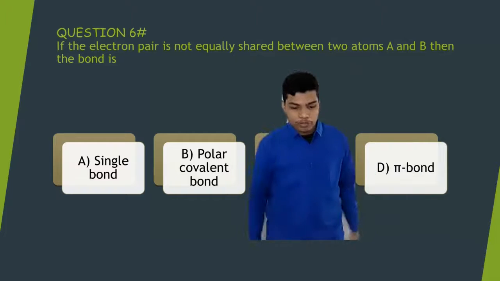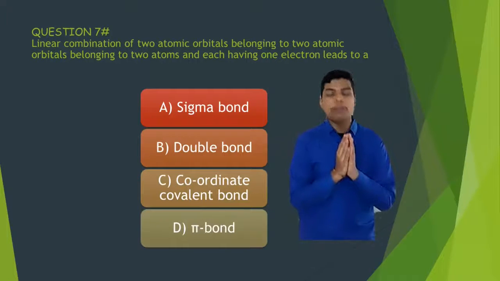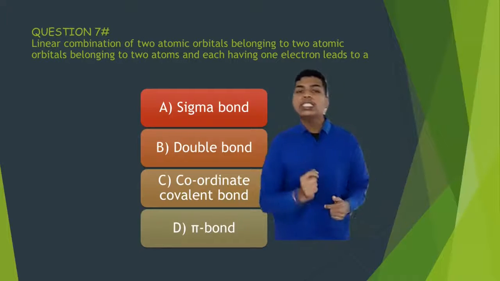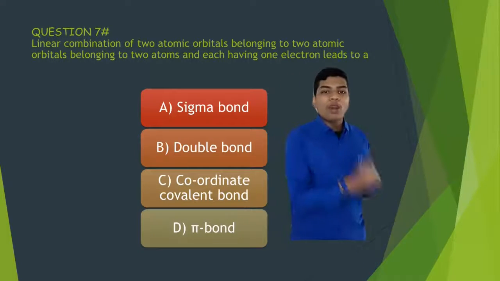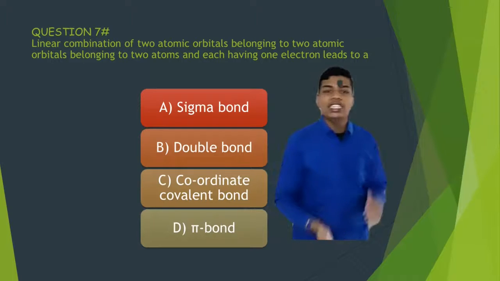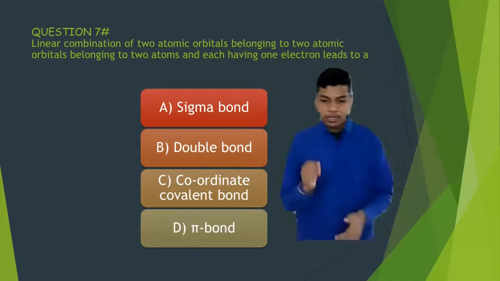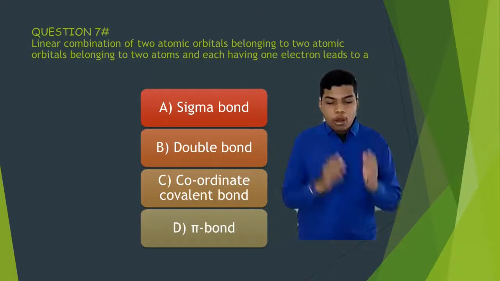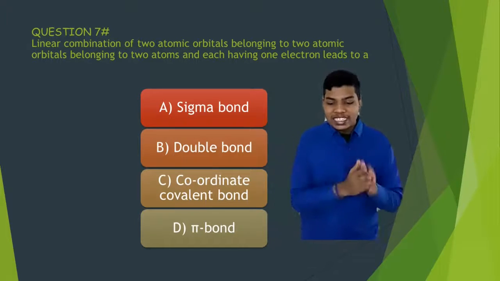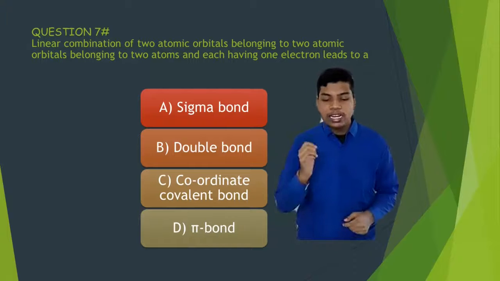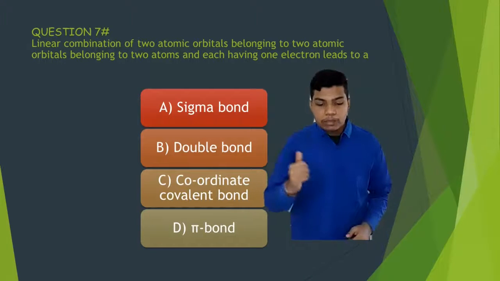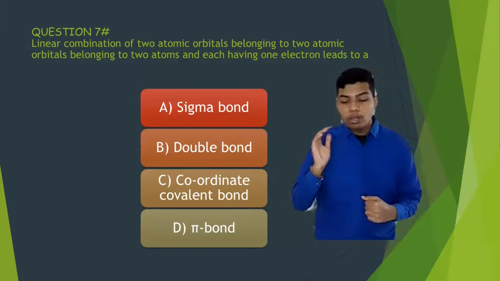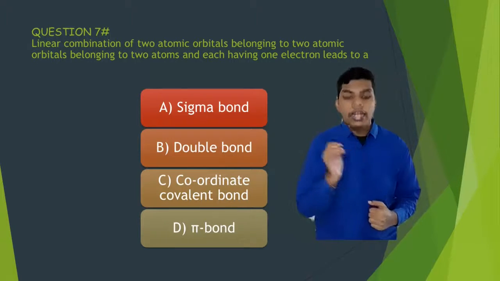Let's go to the seventh question. The seventh question is on your screen, about linear combination of two atomic orbitals. This is discussed in the molecular orbital theory, which was in the last video. Linear combination of two atomic orbitals belonging to two atoms and each having one electron leads to: is it A, sigma bond, B, double bond, C, coordinate covalent bond, or D, pi bond?